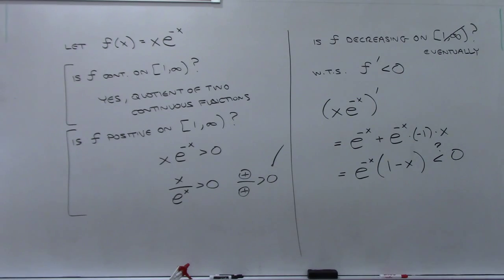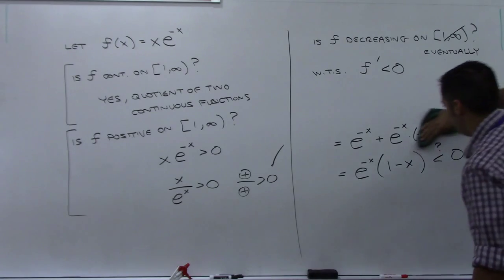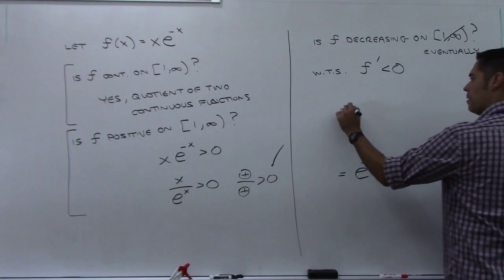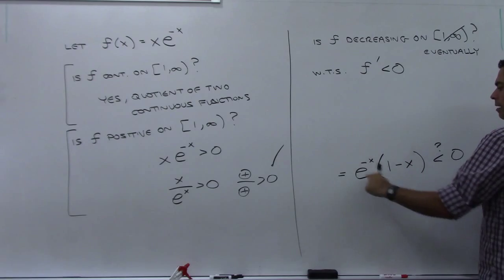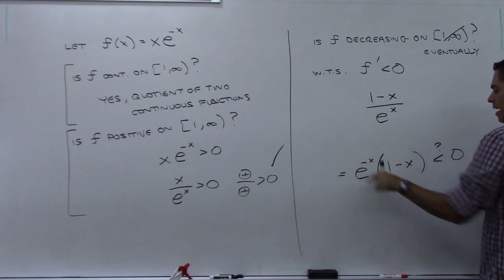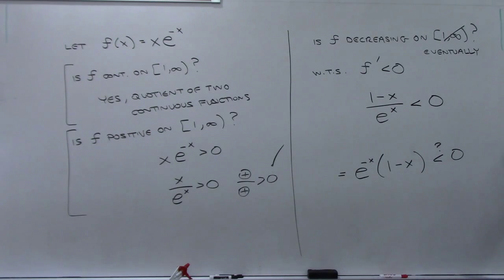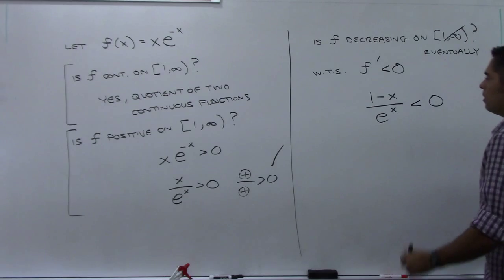So my question is, is this less than 0? Let's check it out. This right here, I'm going to rewrite as 1 minus x over e to the x, dropping this down. Is that less than 0? Well, what do we know about the numerator?